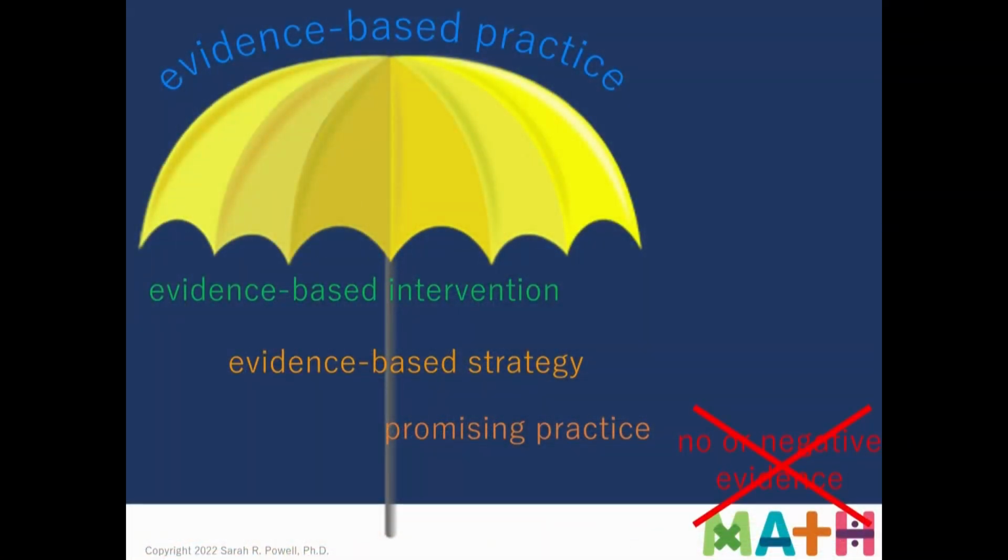A second type of evidence-based practice is an evidence-based strategy. This is a strategy, maybe using manipulatives or teaching explicitly, that has been shown time and time again to lead to positive math outcomes for students. And there are always new products coming onto the market, so some evidence-based practices are promising. They are starting to show that they lead to positive math outcomes when implemented regularly. But we do not want to rely on practices that don't have an evidence base or maybe even contribute to negative outcomes for students. Anytime we think about math instruction, we need to rely on evidence-based practices, things that have been shown time and time again to lead to positive math outcomes for students.